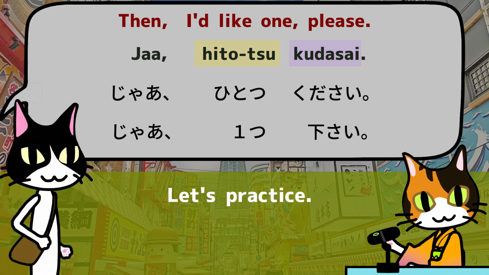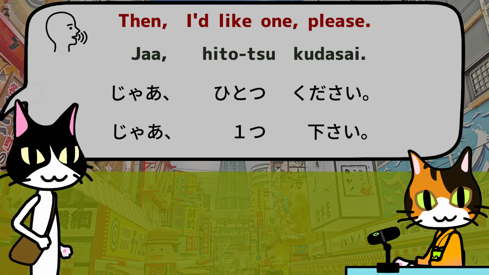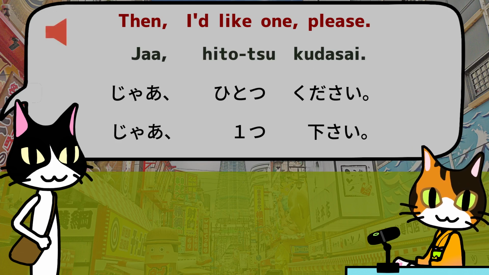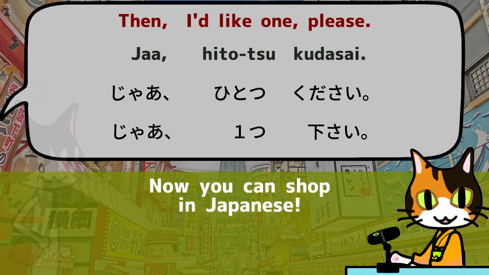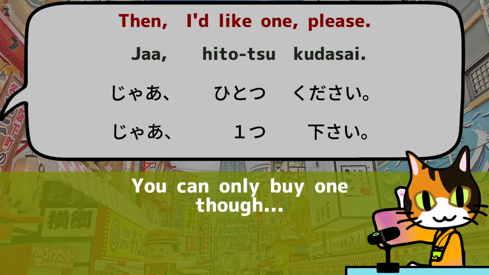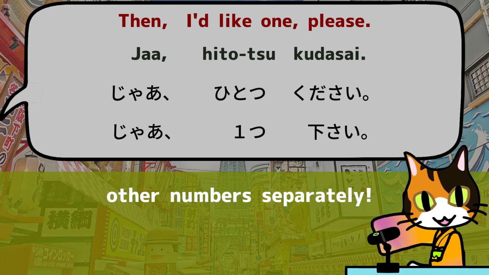Let's practice. じゃあ、一つください。 Now you can shop in Japanese. You can only buy one though. We'll practice saying other numbers separately.